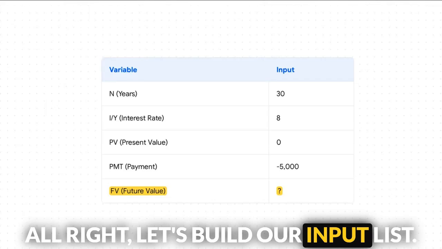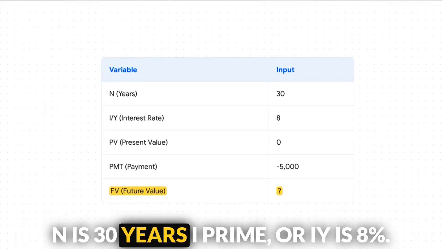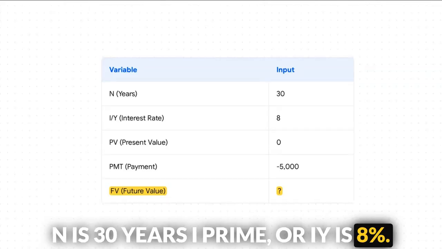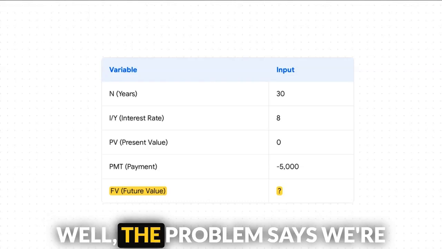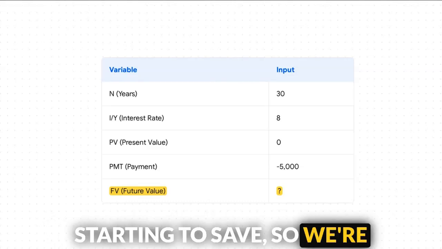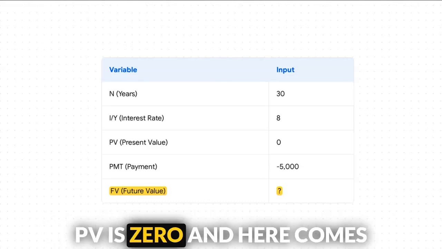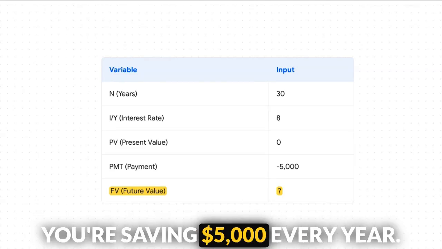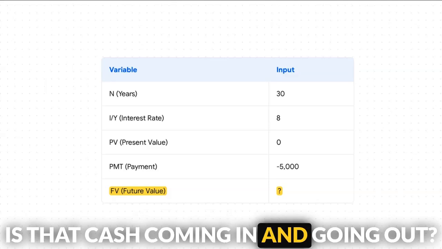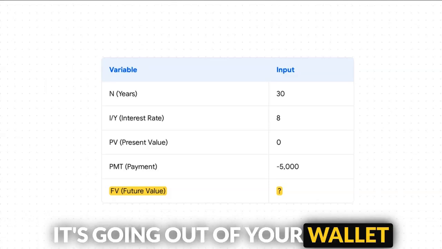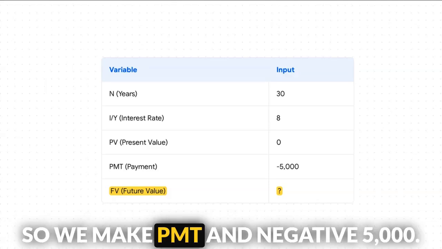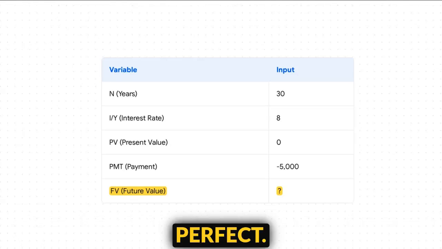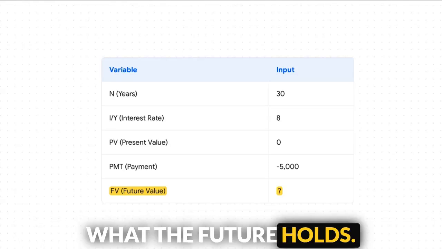All right, let's build our input list. N is 30 years. I/Y is 8%. What about PV? Well, the problem says we're starting to save, so we're starting with nothing. PV is 0. And here comes our new friend, the PMT key. You're saving $5,000 every year. Is that cash coming in or going out? It's going out of your wallet and into the account, so we make PMT a negative $5,000. Perfect. Now we're ready to see what the future holds.